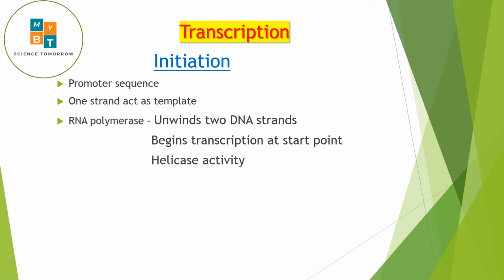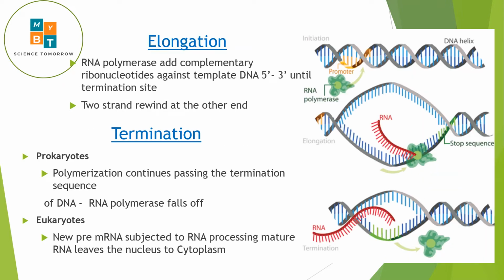Next is the elongation. In the elongation process, RNA polymerase adds complementary ribonucleotides. Previously we know that deoxyribonucleotides are added in DNA; here ribonucleotides are added. This is against the DNA template, which is read 5' to 3'. This elongation process continues up to the termination site. There is a specific site of the DNA called the termination site. Up to that point, this RNA polymerization is continuous.